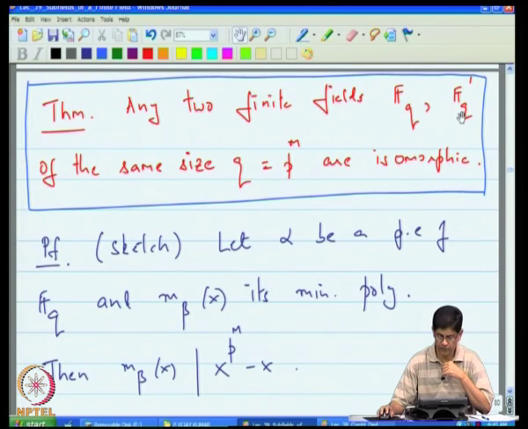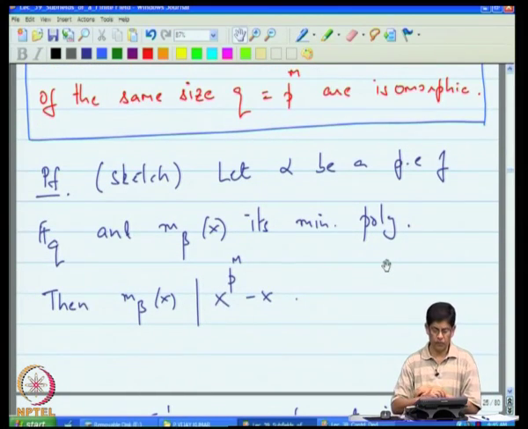Also, the mapping from one finite field to the other, this mapping that I have just talked about, will respect any algebraic relationship that pre-exists amongst the elements of the fields. Okay, here is a sketch of the proof.